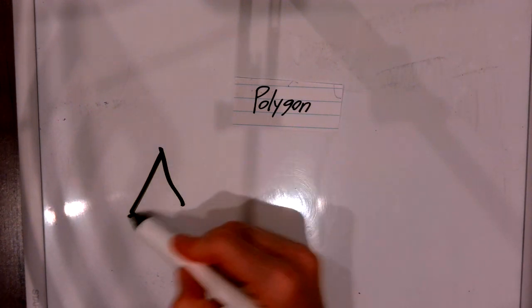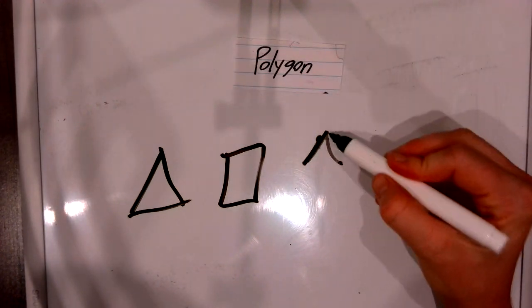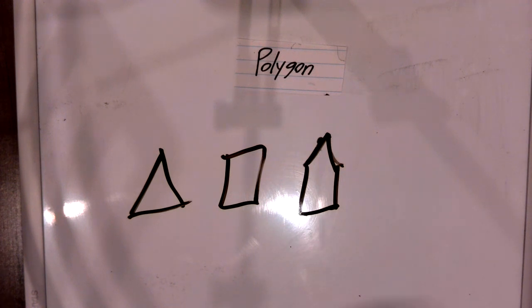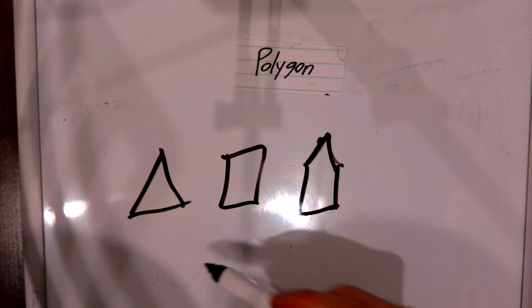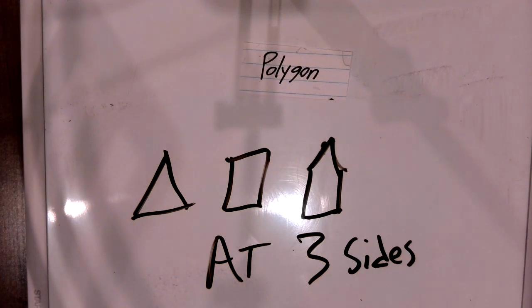Let's quickly review the overall categories. A polygon is any shape with at least three or more sides. So it can be a triangle, it can be a square, it can be a pentagon, it could be a hexagon, octagon, anything, as long as it has at least three sides. As long as a shape has at least three sides, it is considered a polygon.